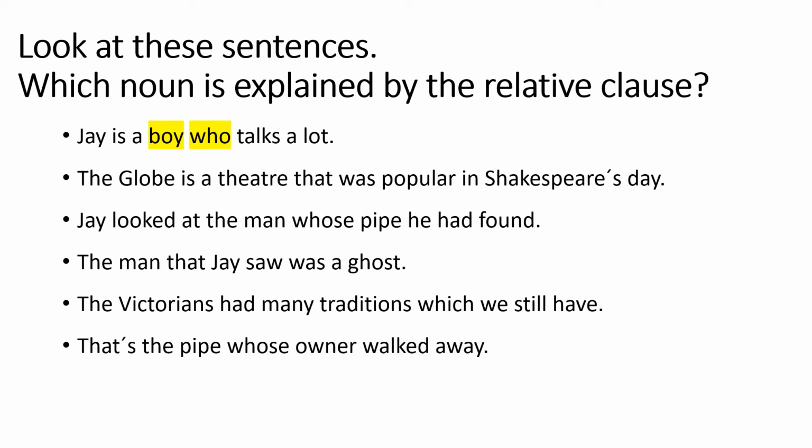First, pause the video, write down these sentences, and then color the relative pronoun and the noun that it belongs to with the same color. I already did one. Jay is a boy who talks a lot. The relative pronoun in this sentence is who, and it belongs to the noun boy, because the sentence who talks a lot helps explain boy. Now it's your turn. Write down the rest of the sentences and color the pronouns and the correct nouns.